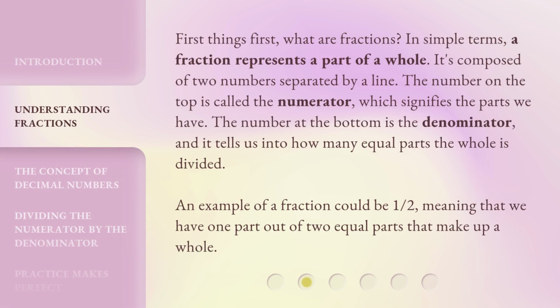First things first, what are fractions? In simple terms, a fraction represents a part of a whole. It's composed of two numbers separated by a line. The number on the top is called the numerator, which signifies the parts we have. The number at the bottom is the denominator, and it tells us into how many equal parts the whole is divided. An example of a fraction could be 1/2, meaning that we have one part out of two equal parts that make up a whole.